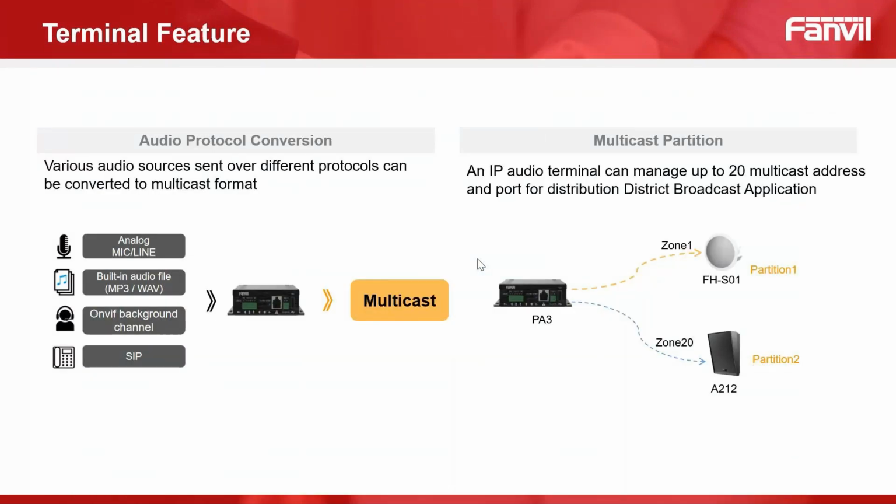Well, here's an overview to help you understand our products better. Through PA3, we can transfer the analog line into digital information. Also, it has built-in audio files, which means when we manage 20 songs, each song has its unique audio prompts. And at the same time, we can implement multicast through the SIP account.